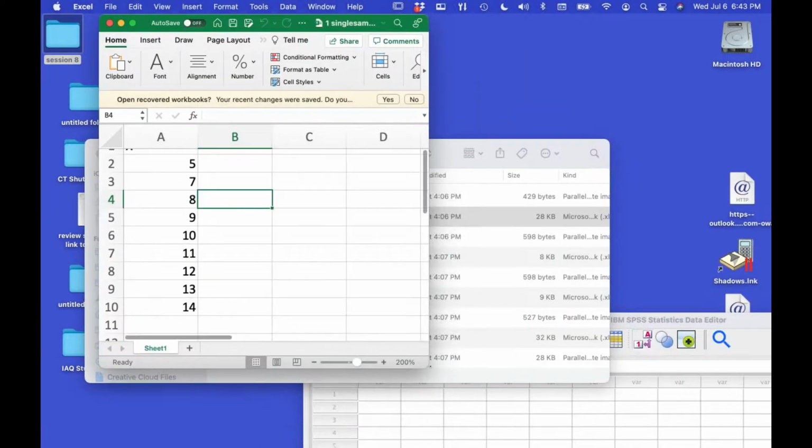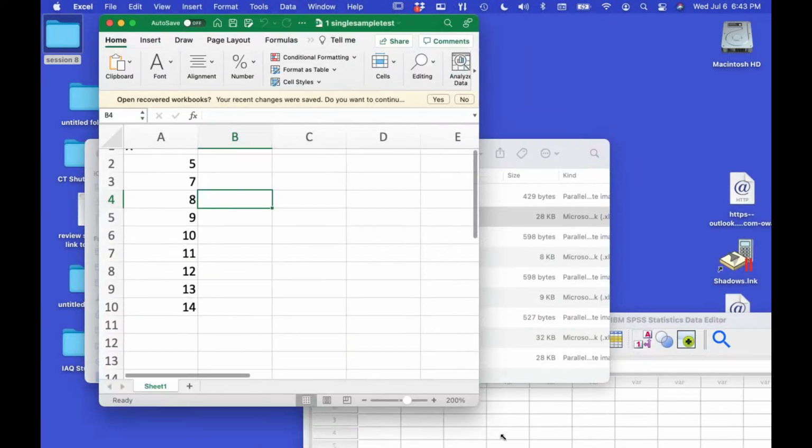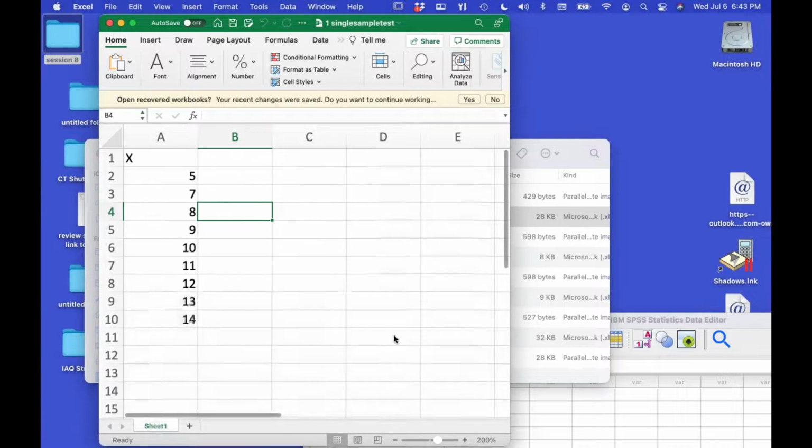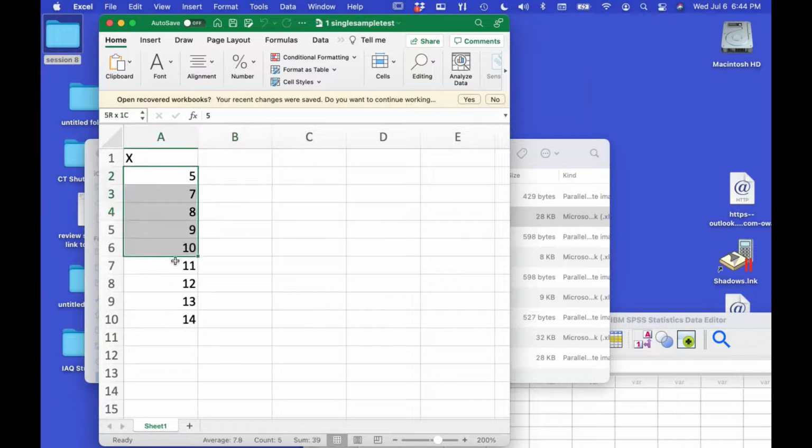Okay, so this is just a simple number file, right? It could represent anything, blood pressures, ages, whatever, just a simple set of numbers. There's 9 pieces of information here. Okay, so I want to do a t-test to compare this to a known value.